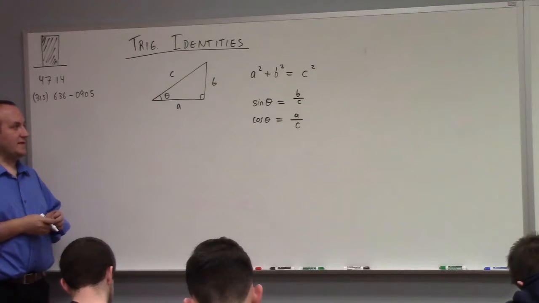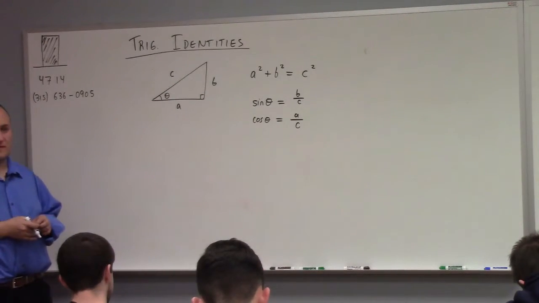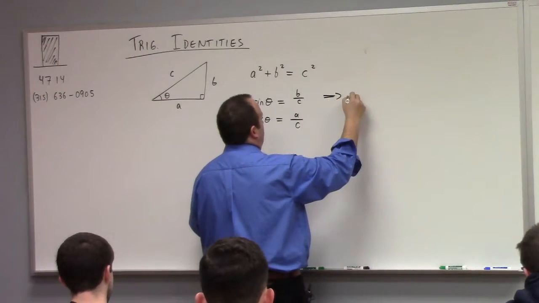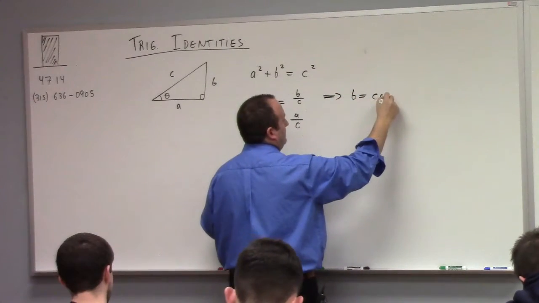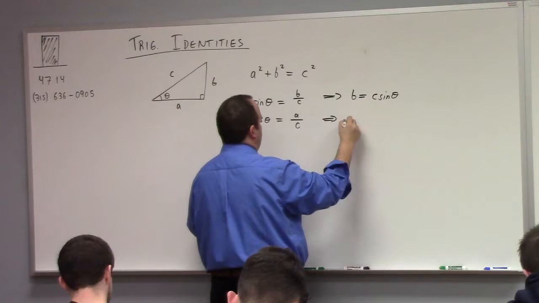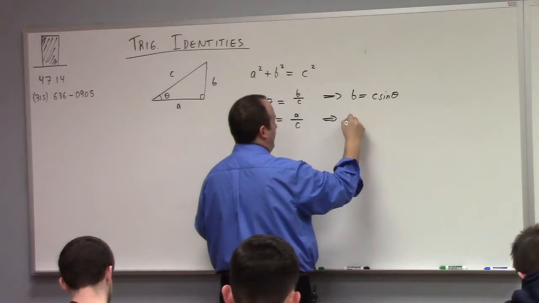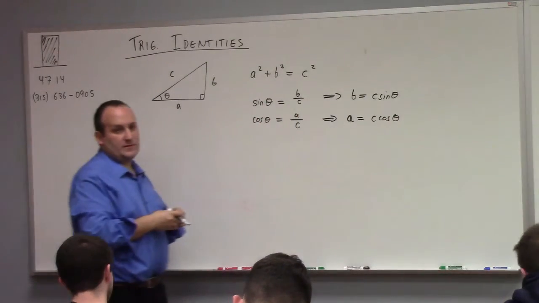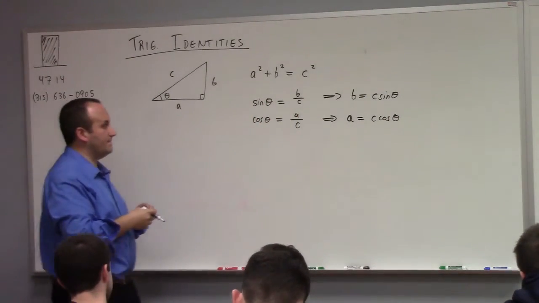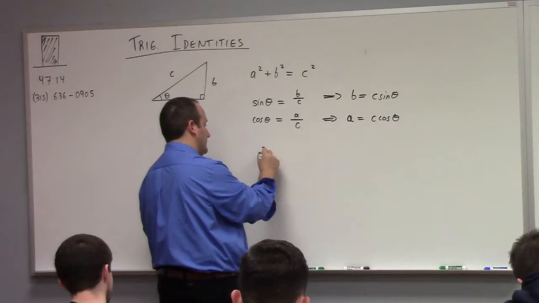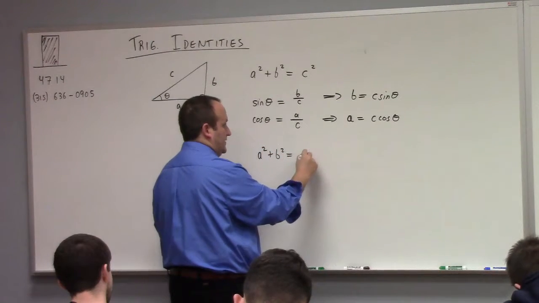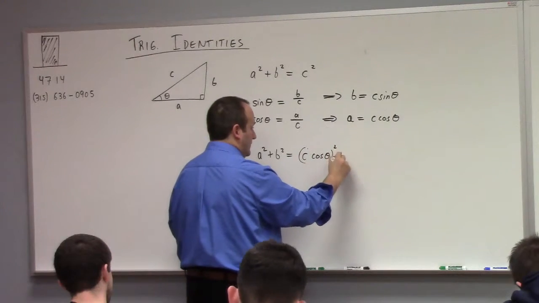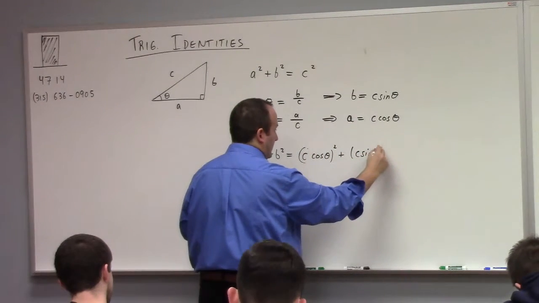So that being the case, we can easily see that what's sine squared? So this means that what? B is equal to C sine theta. This says that A is equal to C cosine theta. So what's A squared plus B squared equal to? It's C cosine theta, quantity squared, plus C sine theta, quantity squared.